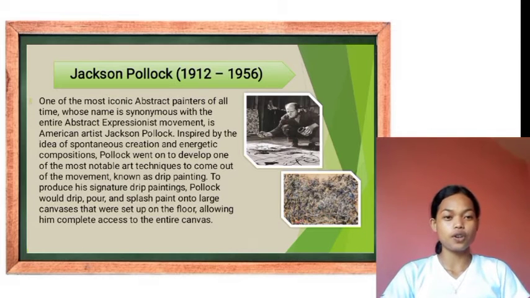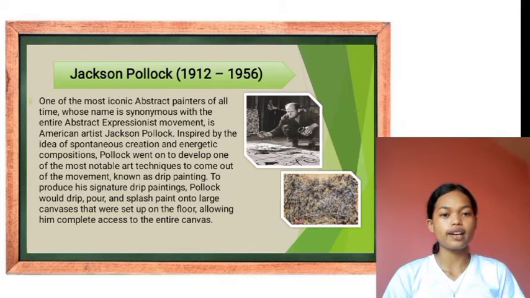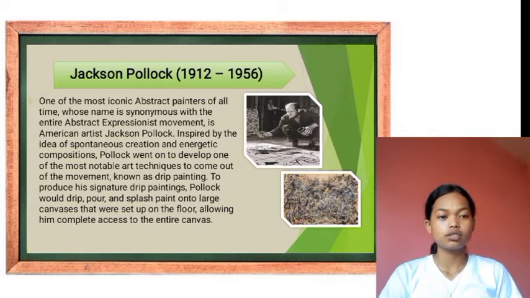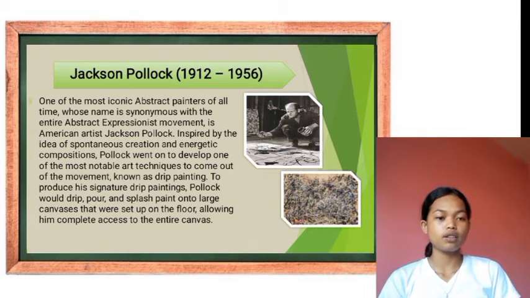Number 9 is Jackson Pollock, 1912 to 1956. One of the most iconic abstract painters of all time, whose name is synonymous with the entire abstract expressionist movement, is American artist Jackson Pollock. Inspired by the idea of spontaneous creations and energetic compositions, Pollock went on to develop one of the most notable art techniques to come out of the movement, known as drip painting. To produce his significant drip paintings, Pollock would drip, pour, and splash paint onto large canvases that were set up on the floor, allowing him complete access to the entire canvas.